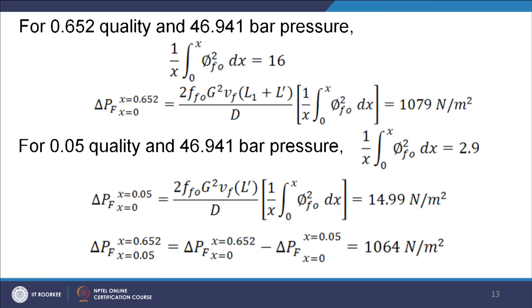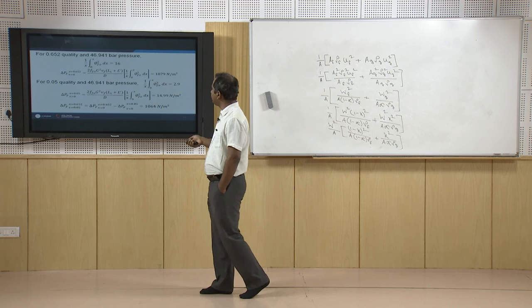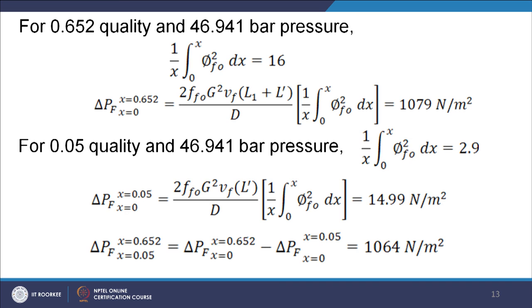Now, we have to subtract the initial portion, that means 0 to 0.05, which is the hypothetical length. So, we have found out this friction factor once again with the exit quality of 0.05 at the same pressure, that comes out to be 2.9. Once again, it has been found out from Martinelli-Nielsen chart. So, we will be finding out delta Pf for the fictitious pipe is becoming 14.99. So, ultimately for our real pipe, which is varying from quality 0.05 to 0.652, that becomes 1064 Newton per meter square.